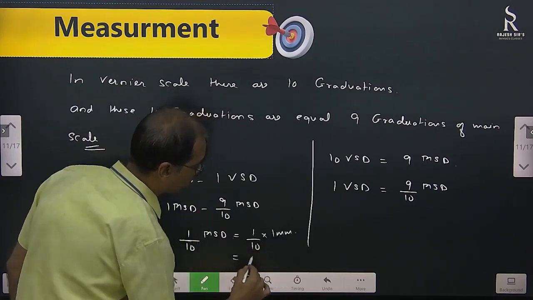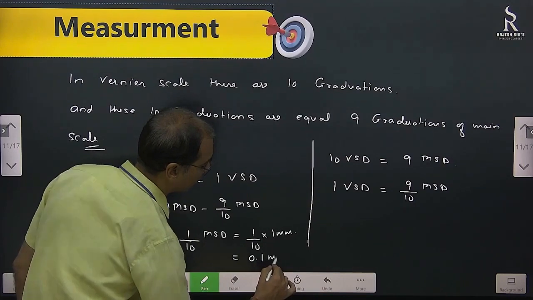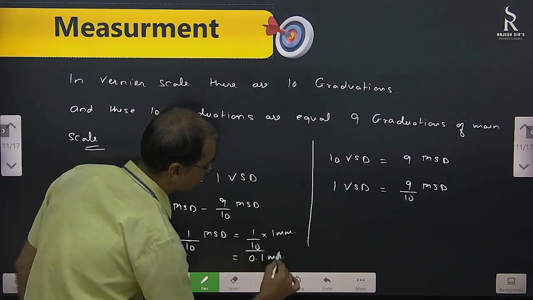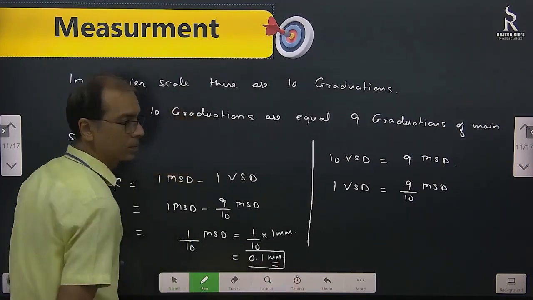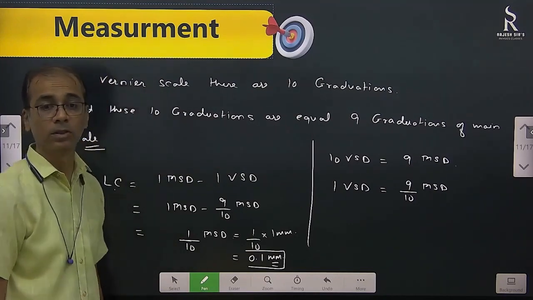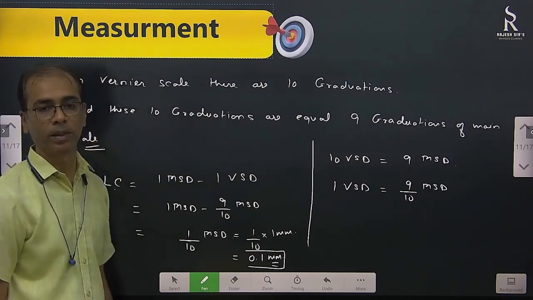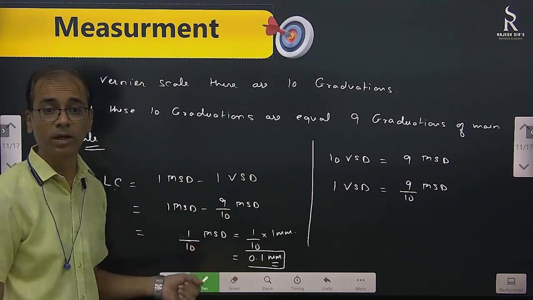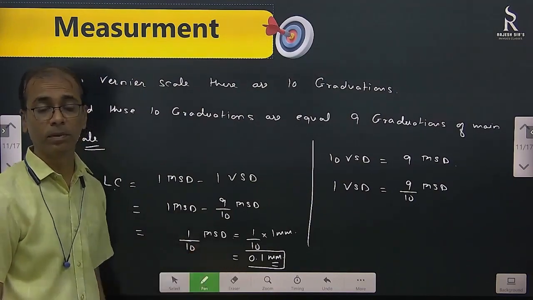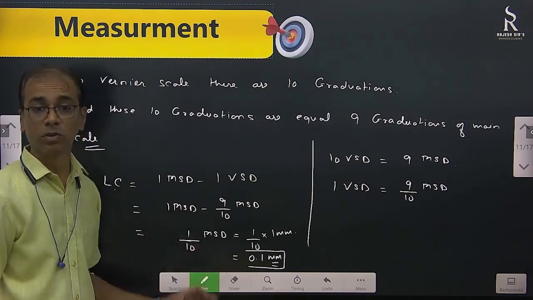So what is least count here? 0.1 mm. 0.1 mm is the least count. It's way less than 1 mm, no? 1/10 of 1 mm. That much also we can measure in this one. So accuracy increased.